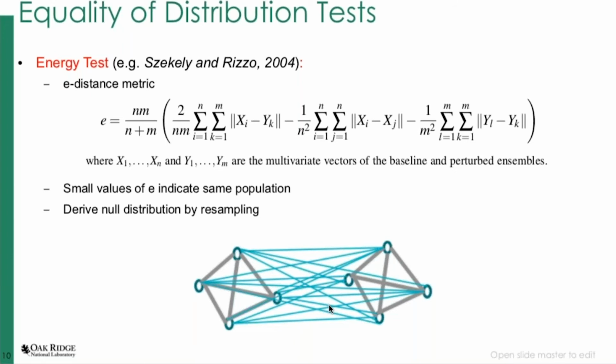What this test does is compute the distances between these multivariate data points within the ensemble and across ensembles. So if you have a perturbed ensemble and a control ensemble, you compare these distances. If the average distance across the ensembles is much greater than the average distance within ensembles, then you say that the models differ and these climate statistics differ. So basically, small values say that they belong to the same population. Small value of this metric E that we have here, and the null distribution of this metric E, or what you should expect from a sample where the population is the same, is derived by resampling.